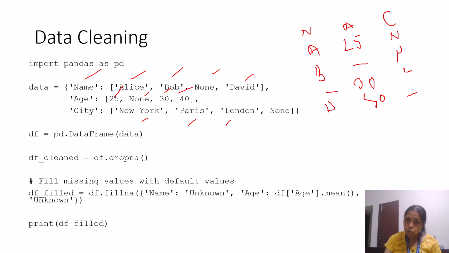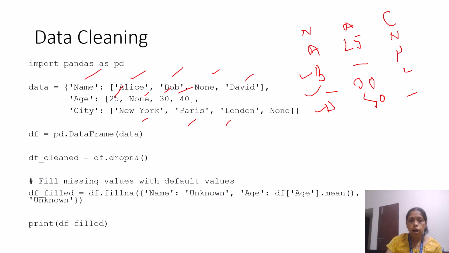If you want to remove the blanks, the corresponding row will be deleted. If you delete row-wise, this corresponding row will be deleted, this one and this one as well. Only this row will remain. So you cannot directly remove the data. If you remove data, it will be row-wise or column-wise. If you delete column-wise, each column has missing values, which means all the columns will be deleted. So you cannot delete directly.